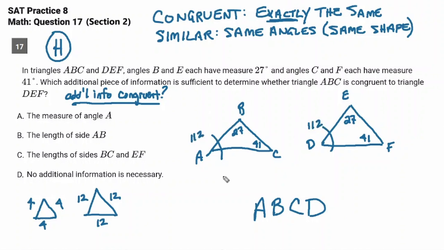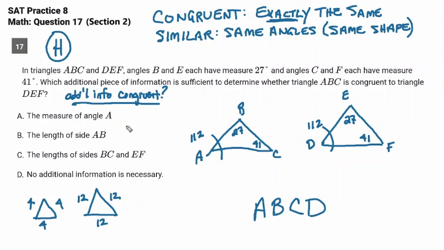All right. What do you think? Are these triangles congruent? Are they exactly the same? The angles are exactly the same, but what about the sides? We don't know about the sides. Let's go down to the answer choices and see what we can cross off easily.